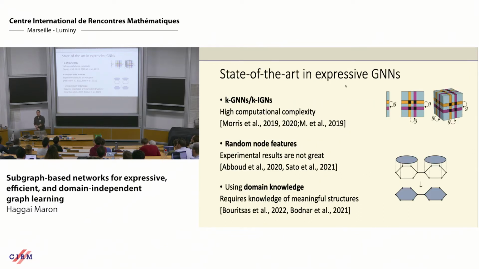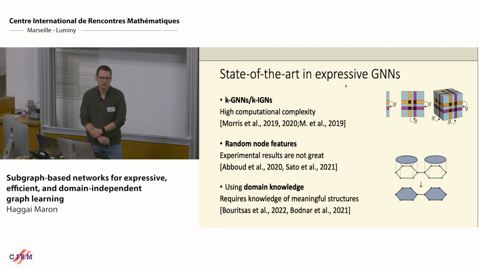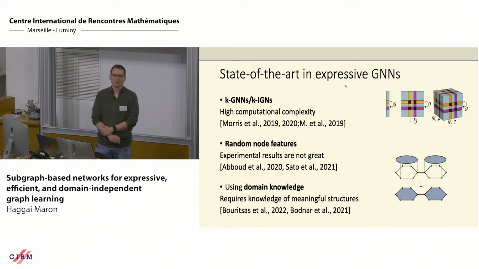OK, and I think since those two papers in 2019, there is a surge, probably more than 100 papers, maybe more, on expressive GNNs, which means coming up with new architectures that are provably more expressive than message passing neural networks. And usually, this will involve some trade-off between computational complexity and the expressive power.